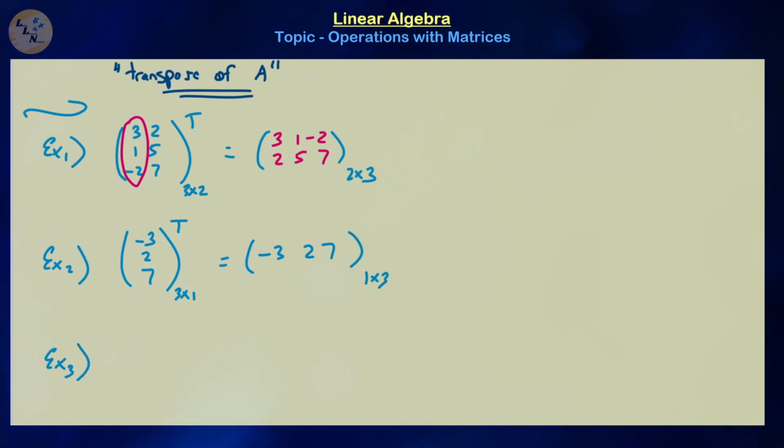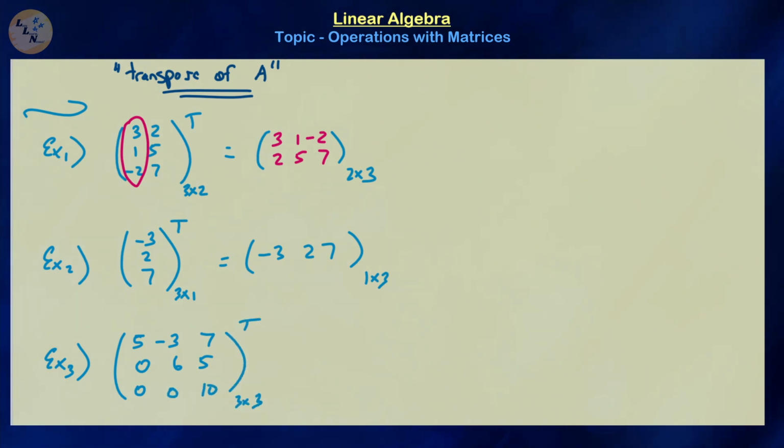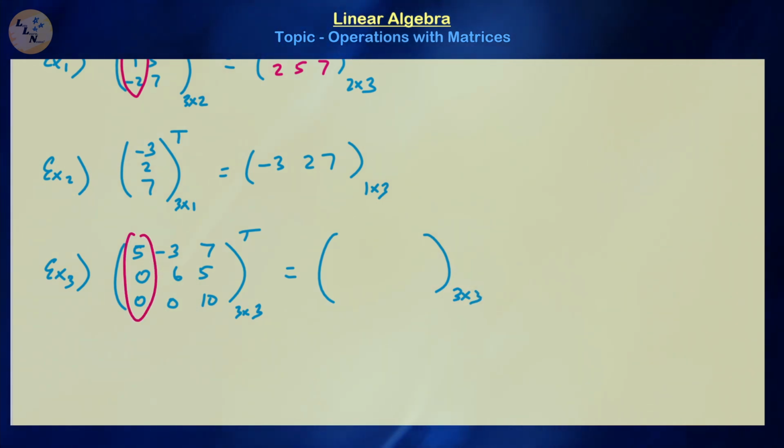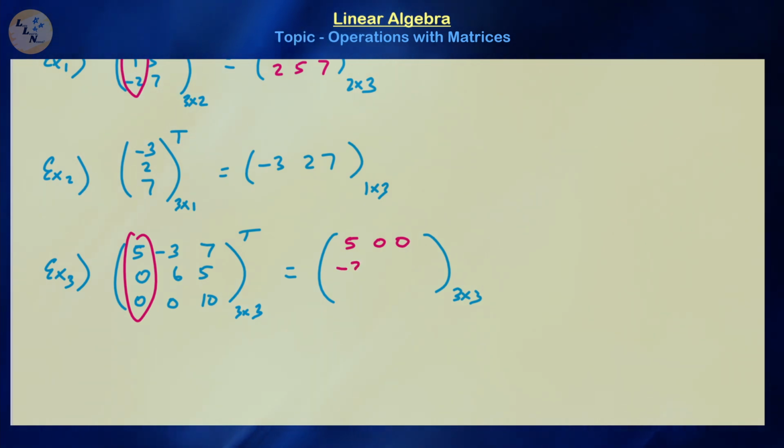And let's look at another example. If I have 5, minus 3, 7, 0, 6, 5, and 0, 0, 10, so this is going to be a 3 by 3 matrix, and let's assume I want to transpose it. So the transpose of a 3 by 3 is also going to be a 3 by 3. So my first column becomes my first row, so that's going to be 5, 0, 0. Then it's going to be negative 3, 6, 0, and then finally 7, 5, 10. So that's how you do transpositions.